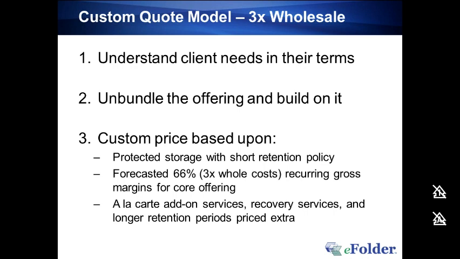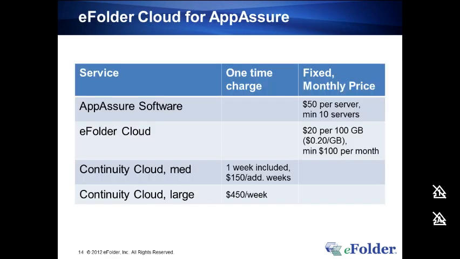And what he recommends is take a service offering like the eFolder Cloud for AppAssure, triple it, but everything that you might have to do for the client down the road, whether it's a server recovery, quarterly disaster recovery tests, or reporting, he says charge extra for those. Add those on as a la carte offerings, and what you're able to get out of that is really high gross margins over time because you've got this foothold of core 66% gross margins at the base, and then everything else is an add-on service.